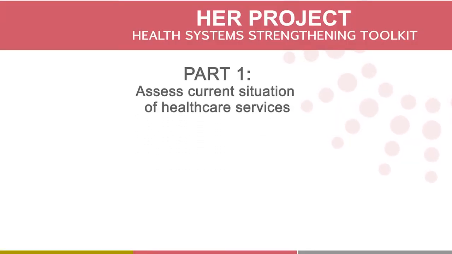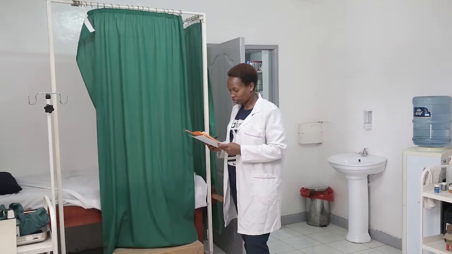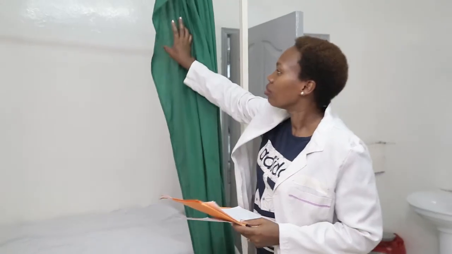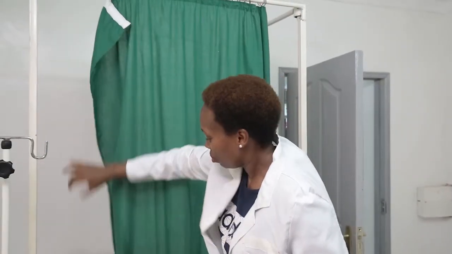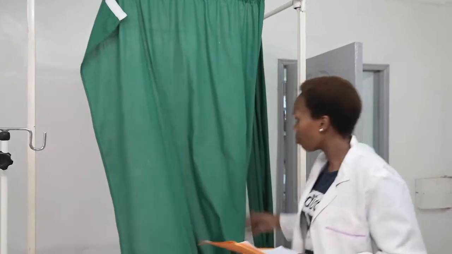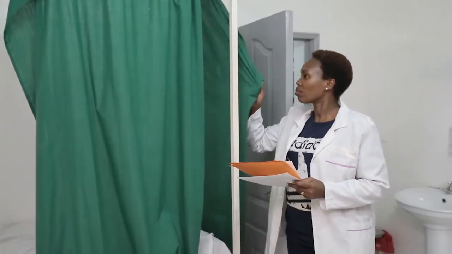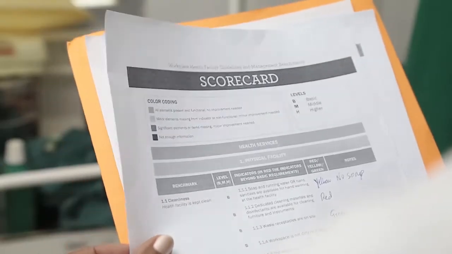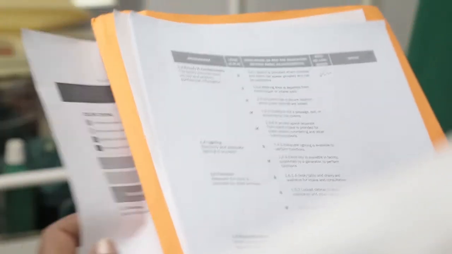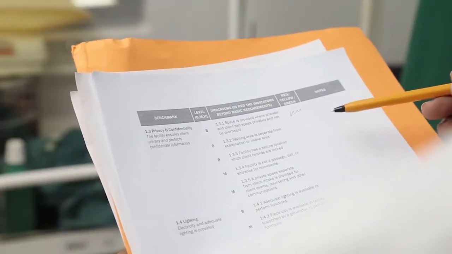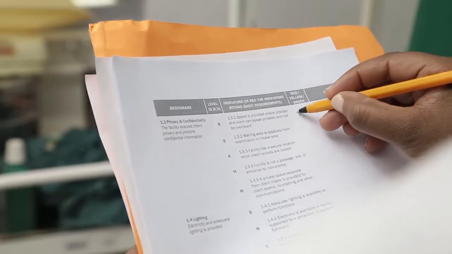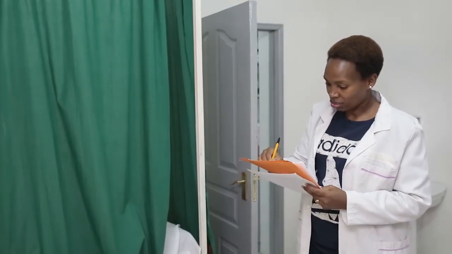Let's look at privacy and confidentiality. Privacy and confidentiality explores whether the facility ensures client privacy and protects confidential information. The waiting area is separate from the examination or intake area. In our case, the examination room is completely separate from the waiting room and can be scored as green.